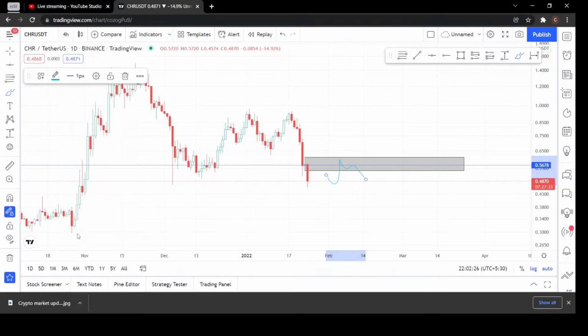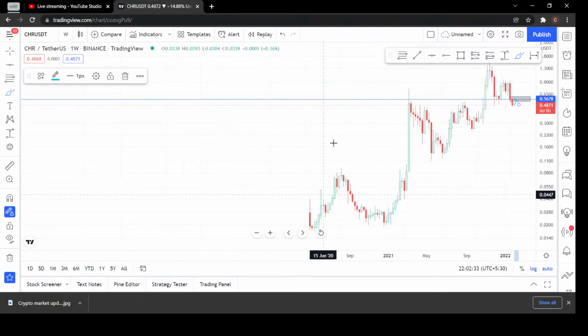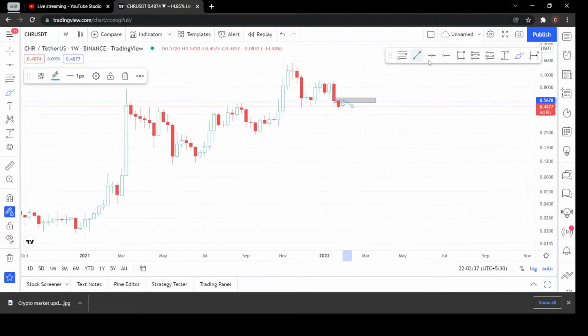If you want to enter CHR, let me see the 4 hour. Yes, this will be a good order block here. There are some people who don't use order blocks on the one day, but for a bias, I will say the one day is good for finding a bias. If you want to enter CHR now, these will be the levels.